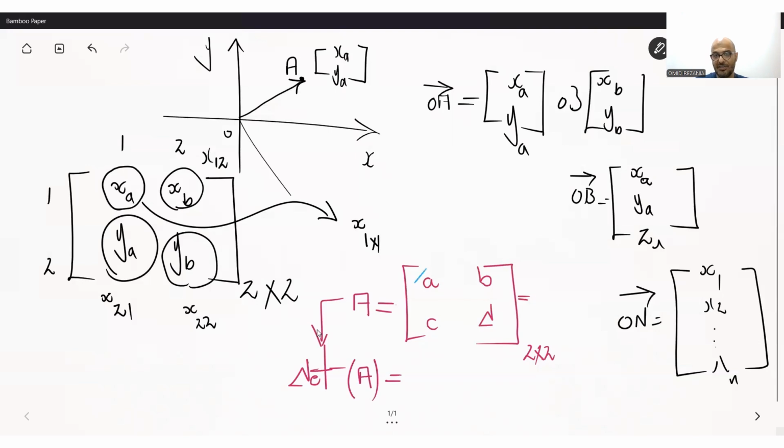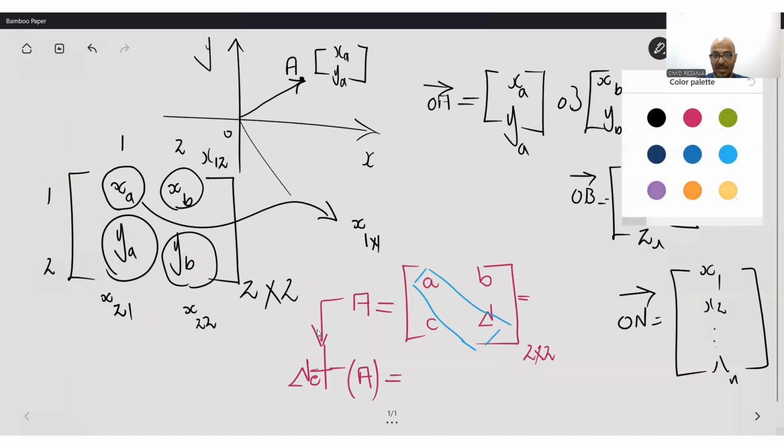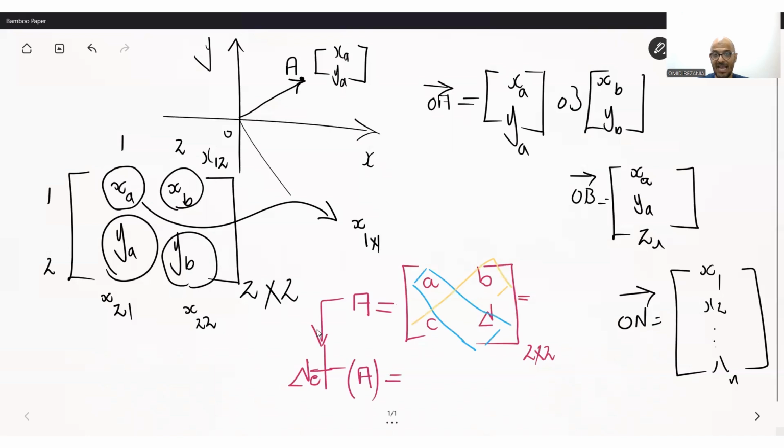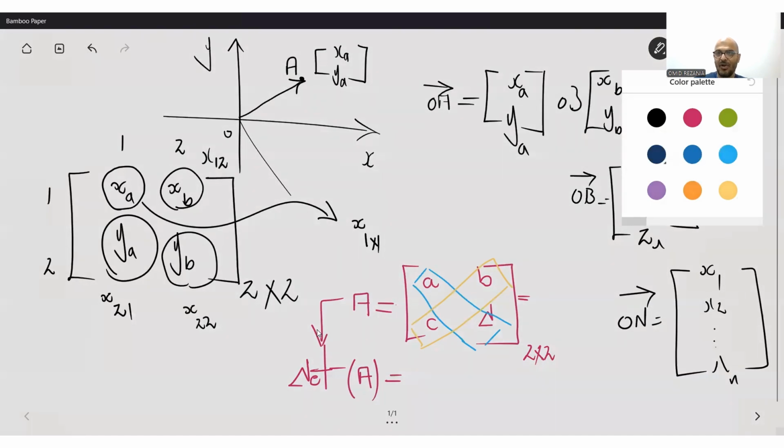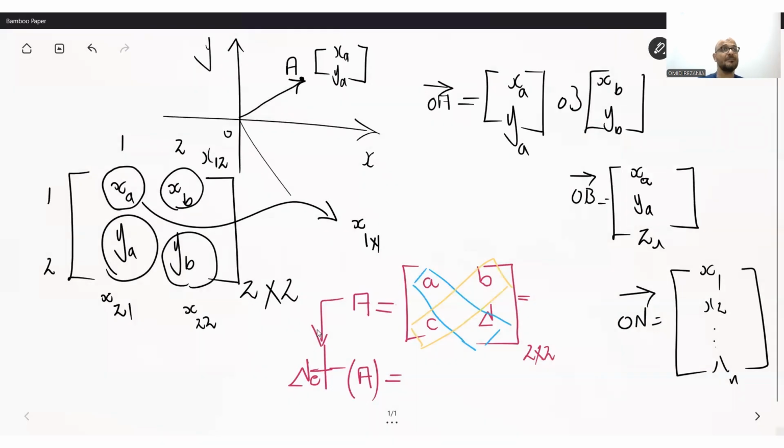Look at this square matrix, at this diagonal. We call that the main diagonal. The other one, which includes C and D, we call the off diagonal. In that case, the determinant of this matrix is the product of the main diagonal, A times D, minus the product of the off diagonal, which is B times C.